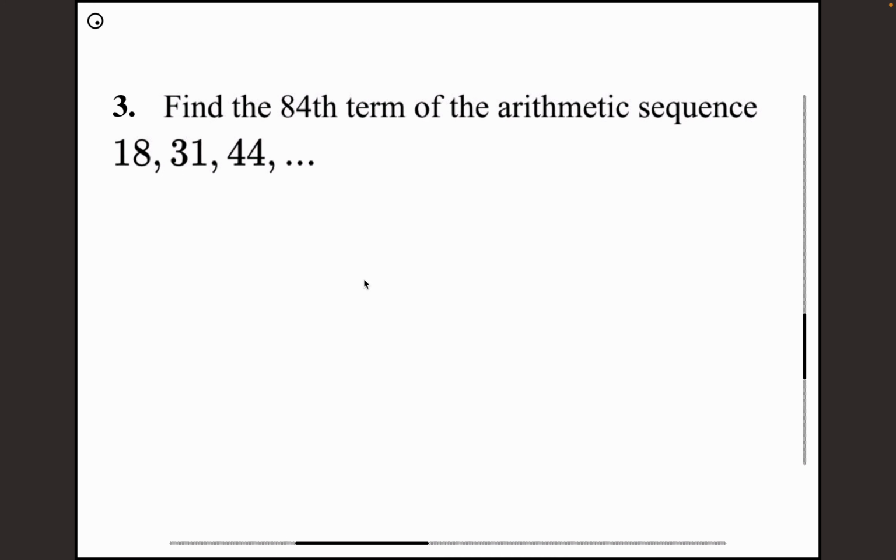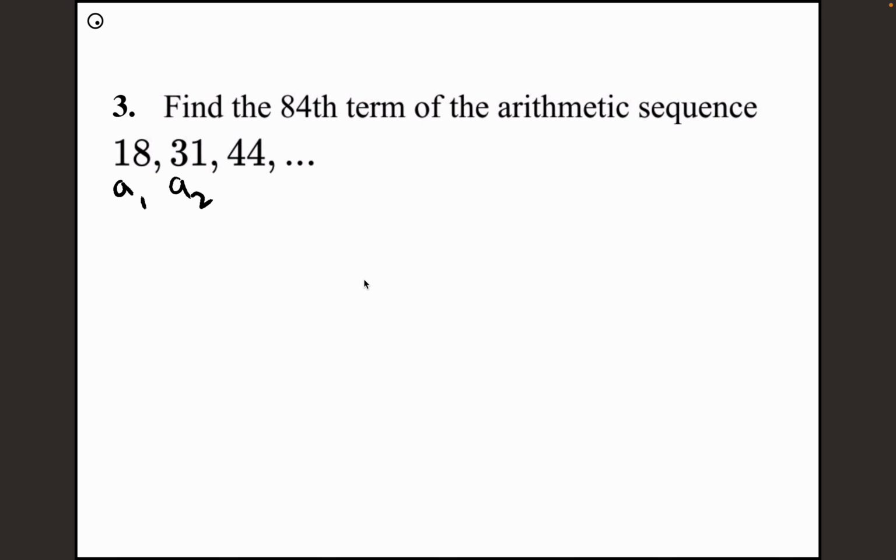Find the 84th term of the arithmetic sequence. Big thing, I'm going to find that difference first. So I'm going to do my a2 minus a1, so 31 minus 18. I'm going to plug that into my calculator, just to double check I'm right, and that's going to equal 13.